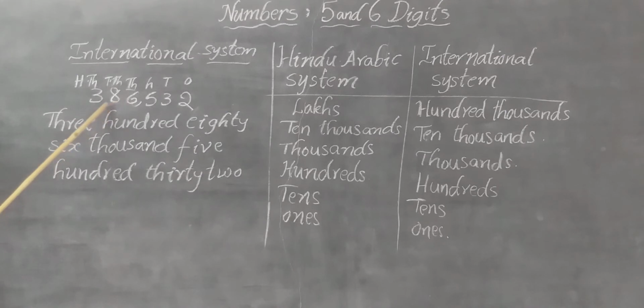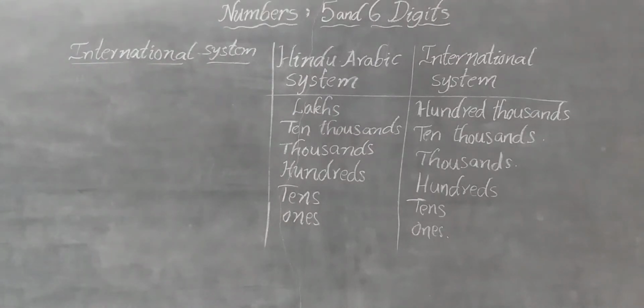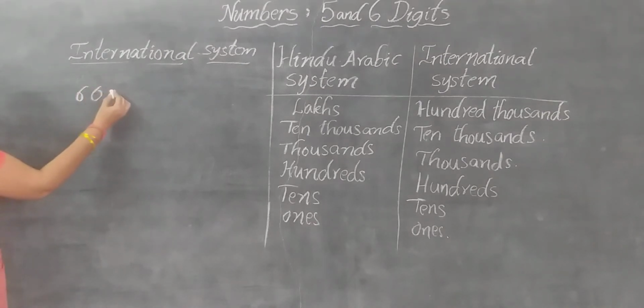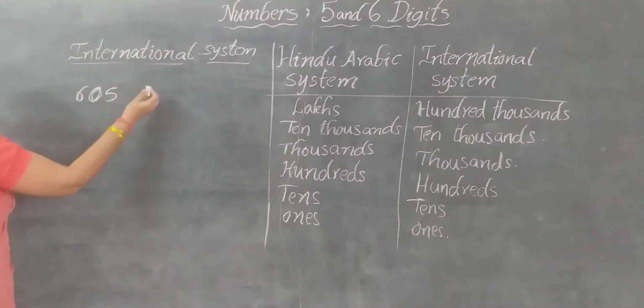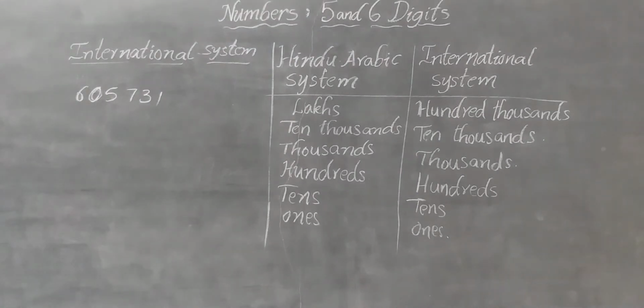We have to observe here carefully. We take 3 digits here. So 386. 386 what? Hundreds or tens or thousands? We already wrote thousands here. So 386,532. This is the number in the international system. Shall we write one more number? Here also 6 digits are there.